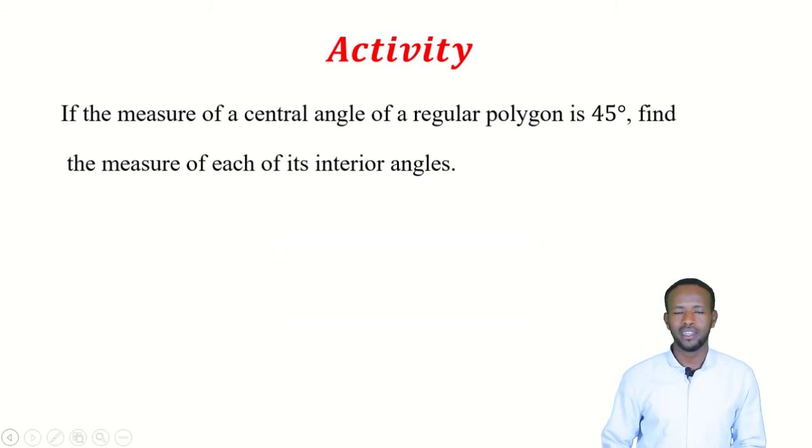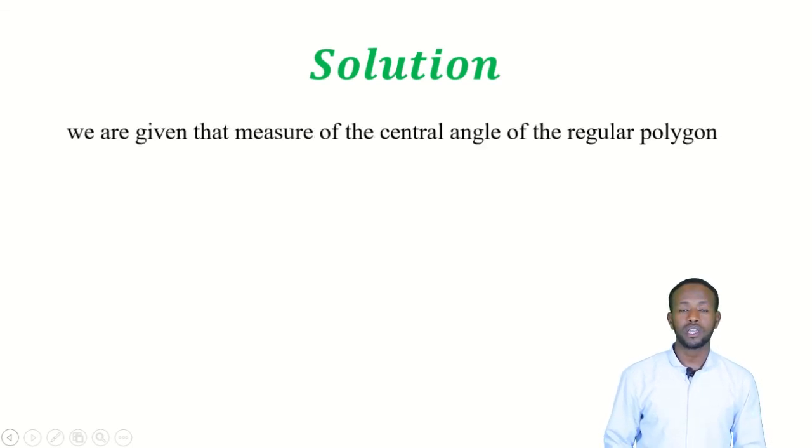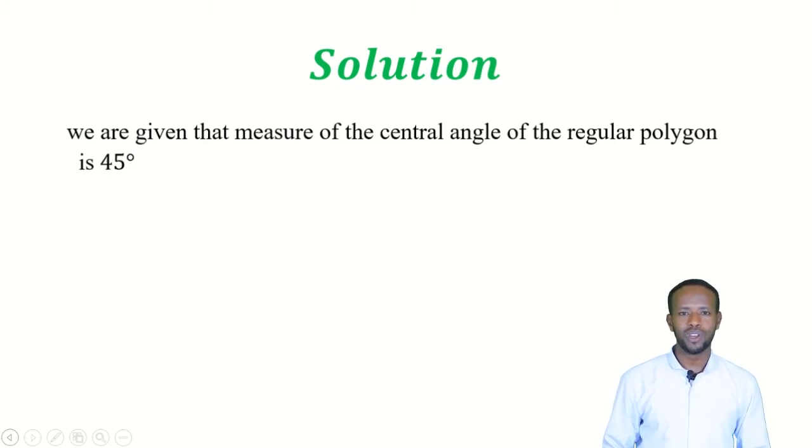Okay, well done. I hope that you tried. Now let us see together so that you can check your answer and make corrections. Let us see the solution. We are given that the measure of the central angle of the regular polygon is what? 45 degrees. Do you remember the formula for getting the measure of a central angle?